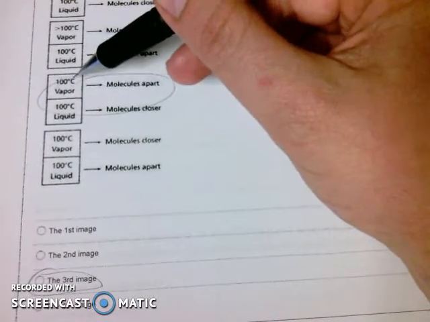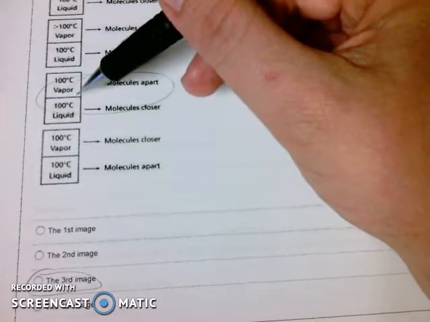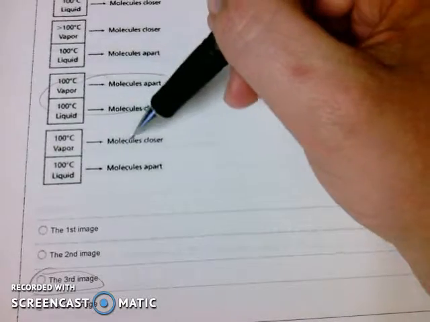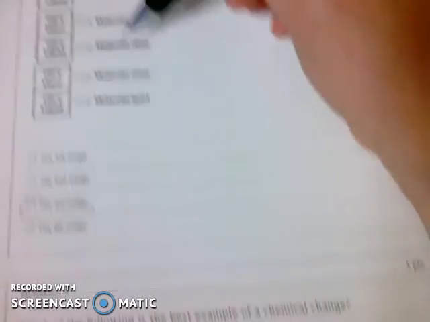Okay? It's called the heat of vaporization. So they're both at 100 degrees C. Gas molecules are further apart than liquid molecules. Okay, so this one is true. That one is not. All right, question number 3.